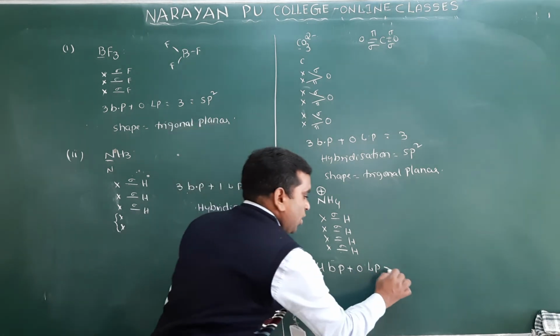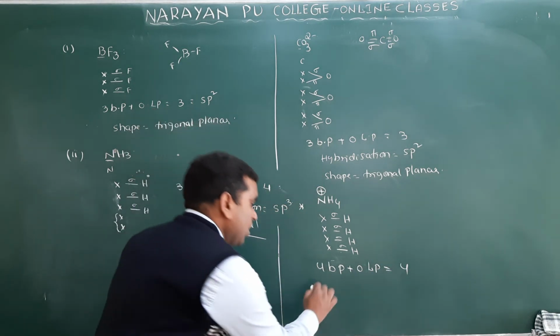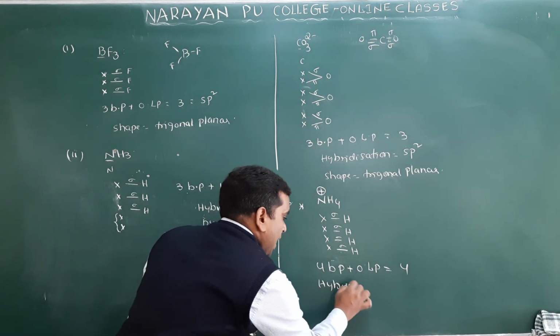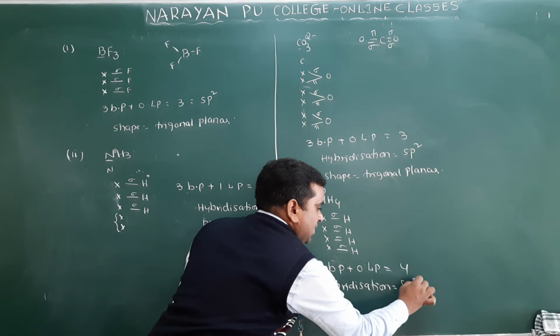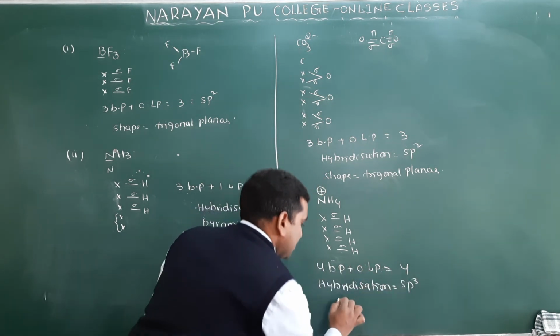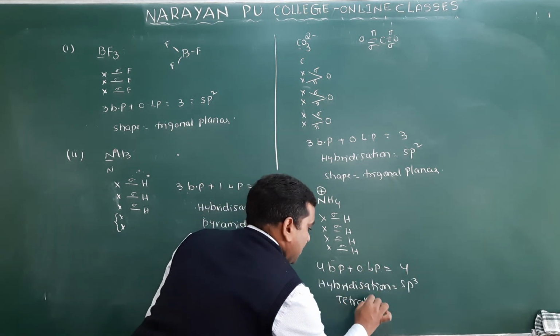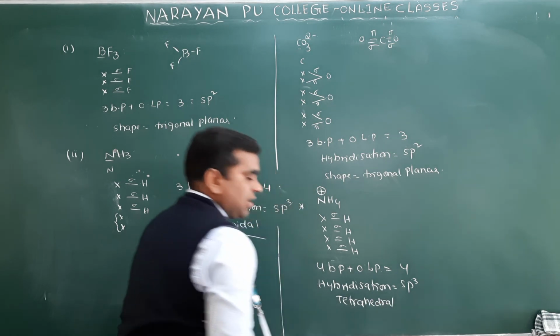So what is the total number of hybrid orbitals? 4. What is the hybridization? Hybridization is sp3. 4 plus 0, what is the shape here? Tetrahedral. Clear? So that is it.